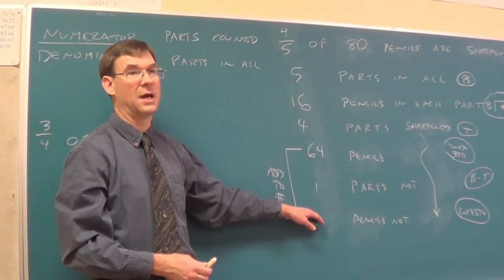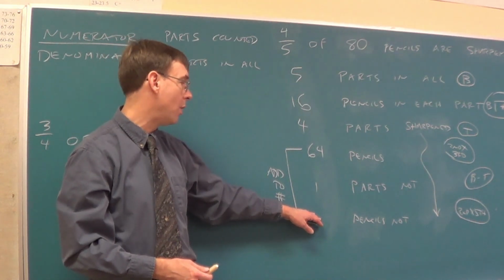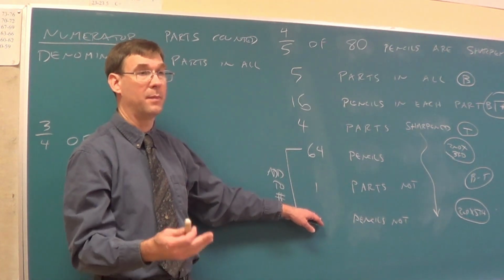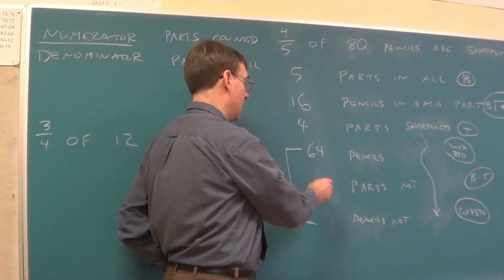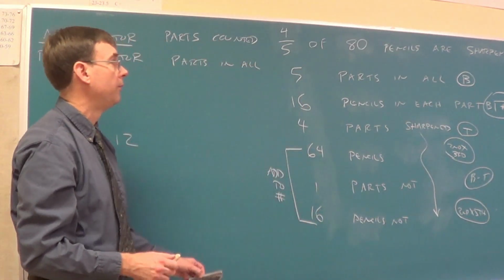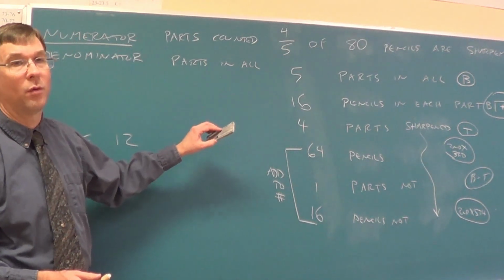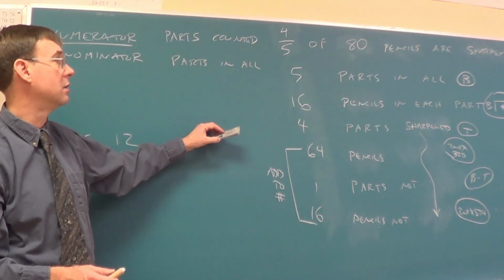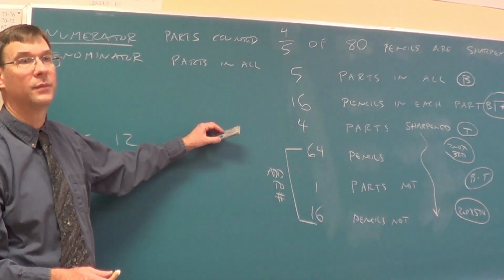So how many pencils does that make? We got 1 pile of pencils that didn't get sharpened. How many pencils is that? 16. Take the 1 times the 16, that makes 16 pencils. Just think about that before we try it again, because that's slow going still right now, and we'll get it.